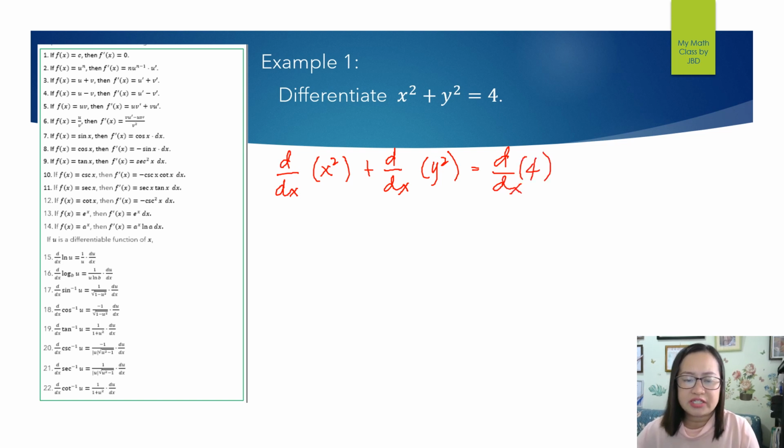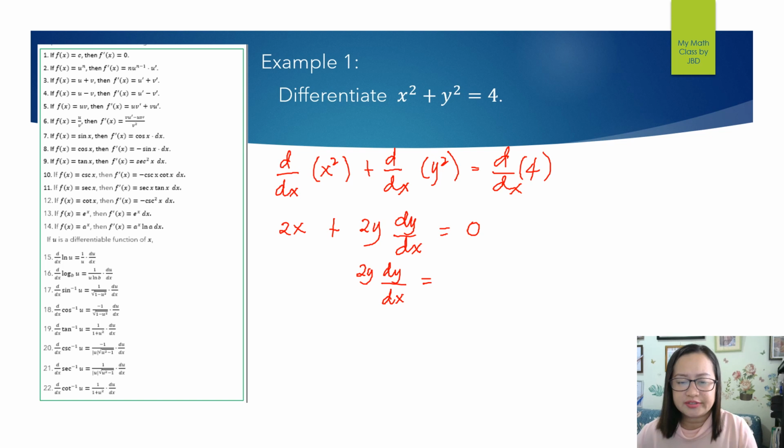Then simplifying each term, we will have 2x for the first term, and then for the second term we have 2y dy dx. And then the derivative of a constant is 0. Now we transpose 2x to the other side. So at the left we will have 2y dy dx, and at the right we have negative 2x.